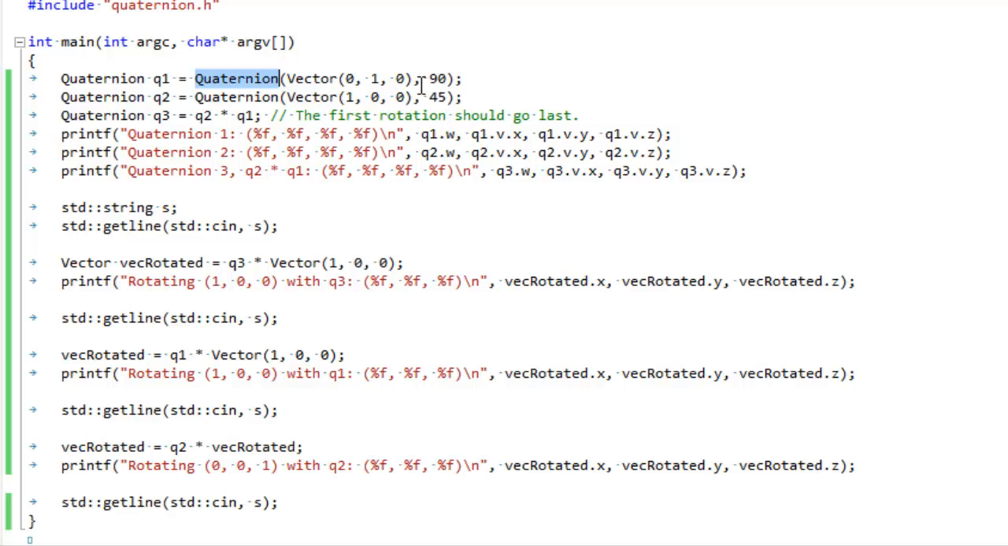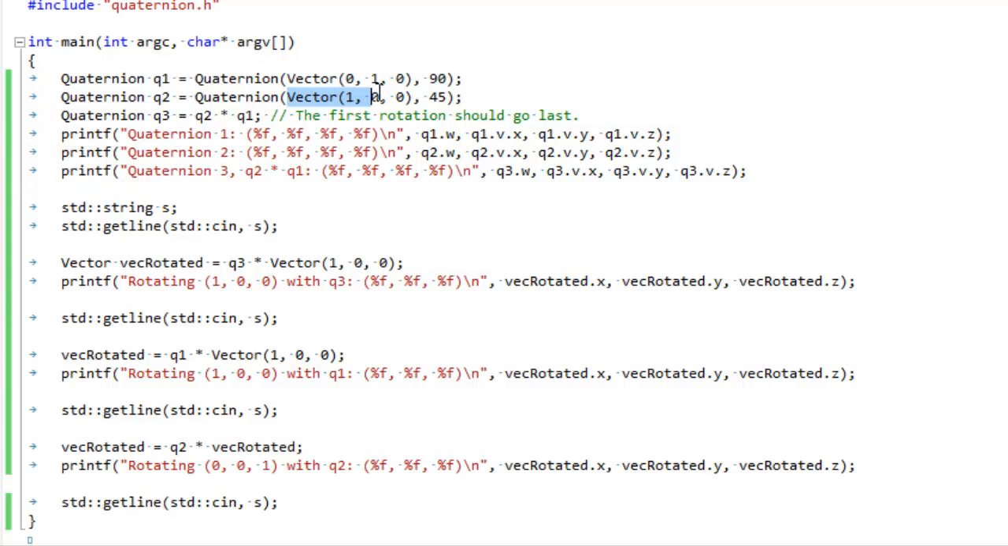So I'm making two quaternions. The first one has an axis of rotation 0, 1, 0, and our y axis is the up and down axis, right? So this axis of rotation goes directly up and down, which means it's like turning your head from side to side. And it's 90 degrees. 90 degrees is positive, and positive values default to counterclockwise. In math, we always rotate counterclockwise by default. So this is like turning your head 90 degrees to the left.